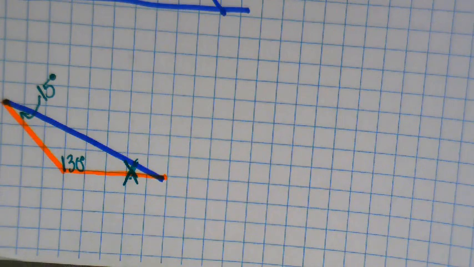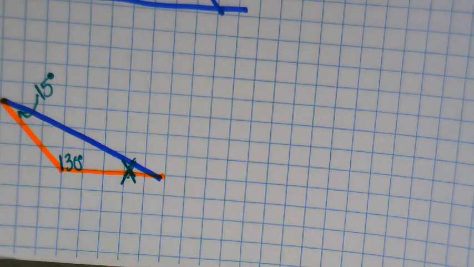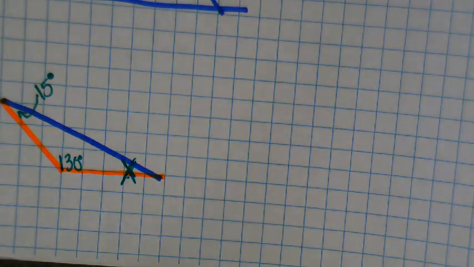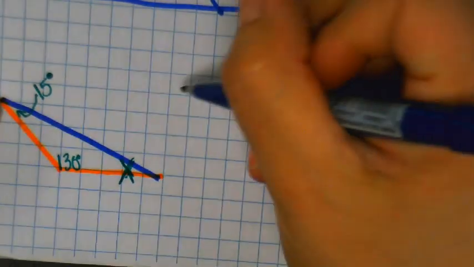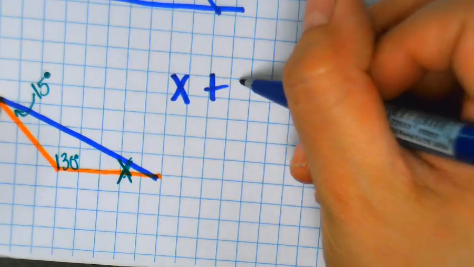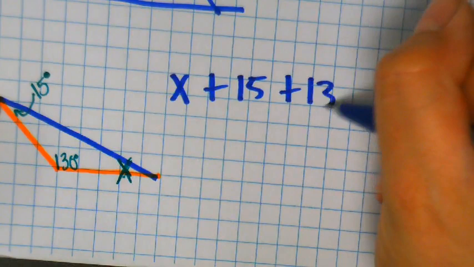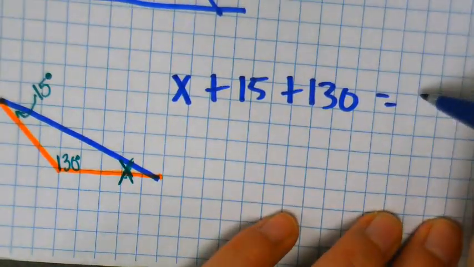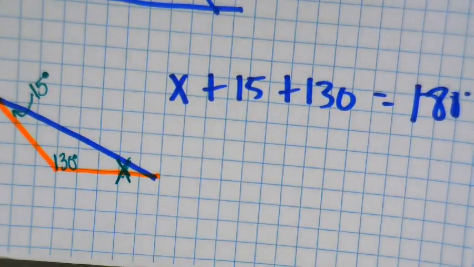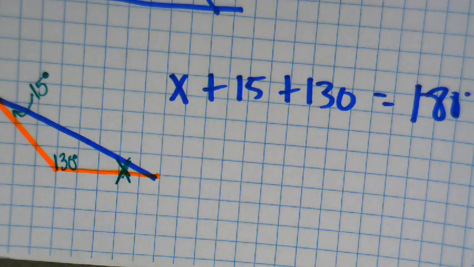X plus 130 plus 15 equals 180. Good. So, X plus 15 plus 130 all has to equal 180. Why? How do we know it's 180? Who told us? Well, it's a triangle. And with triangles, they always equal 180.